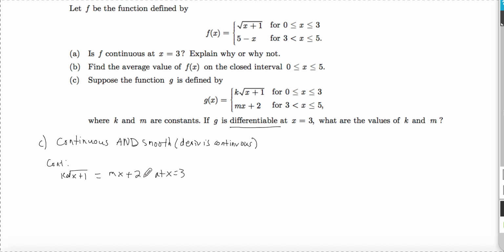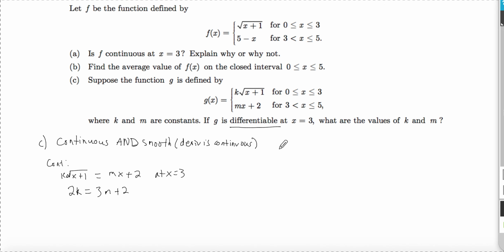Because if the function is going to be continuous when x is 3, we're going to need the left and right side to be together and be equal to each other. So the limit exists, and they have a point there, and they're all equal. So if I plug in 3 for x, I get the square root of 4, so that gives me 2k. Plus, when I plug in 3 there, I get 3m plus 2. But I can't really solve for k or m there.